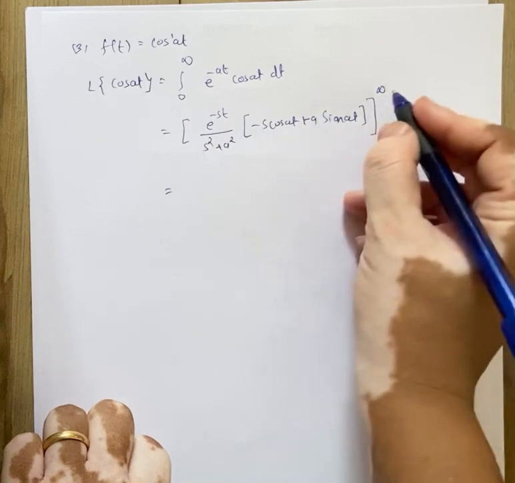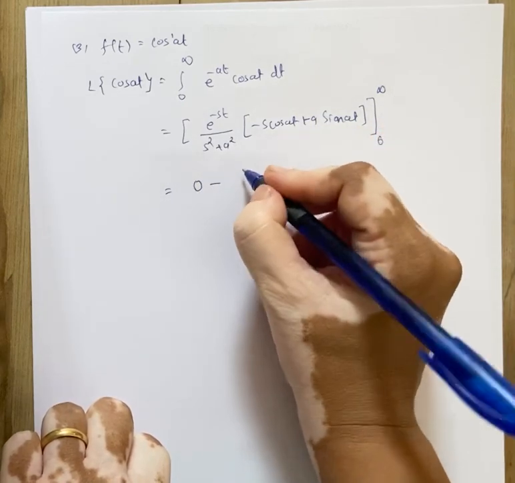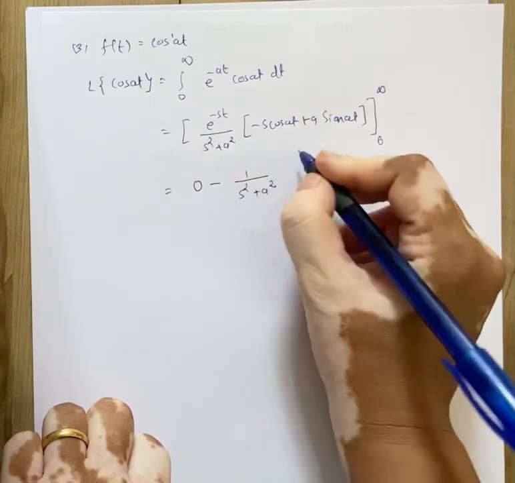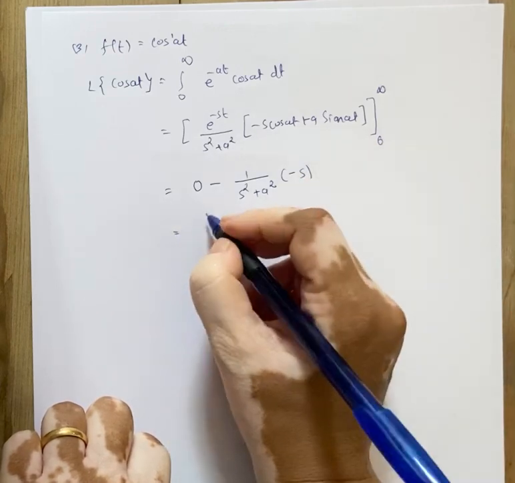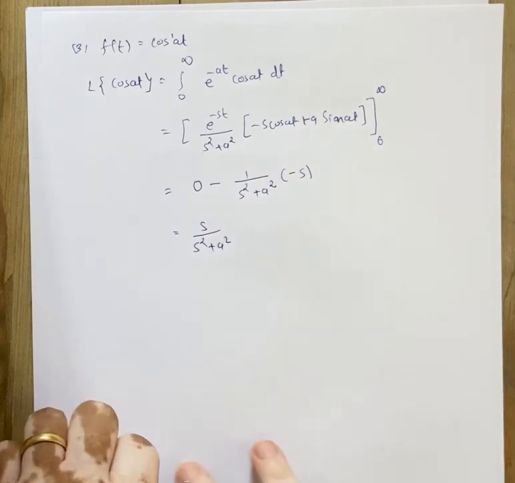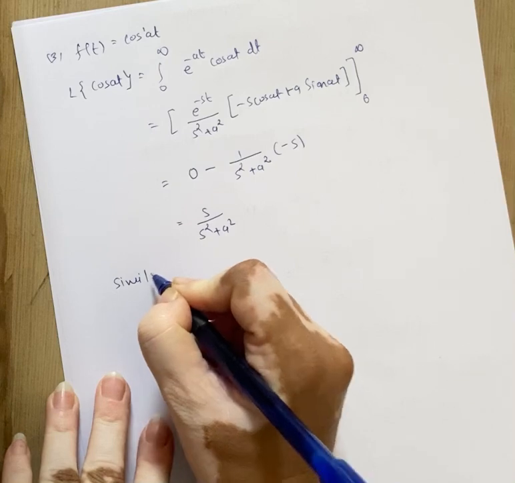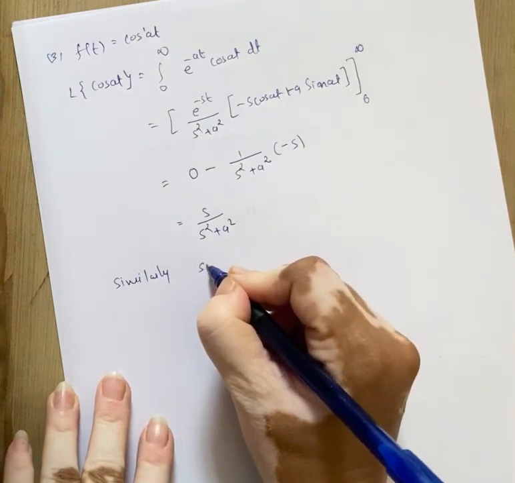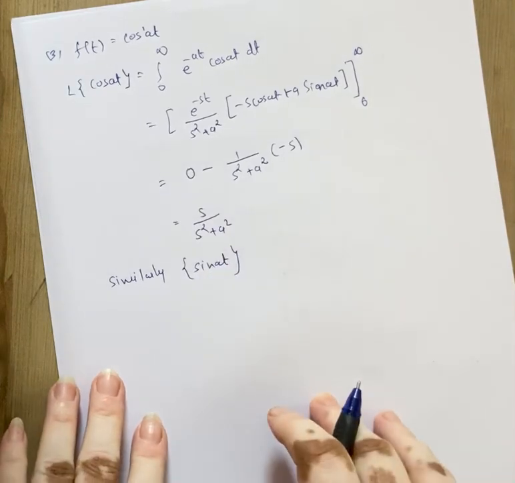So put the limit of infinity first. The upper limit gives 0 and the lower limit gives 1 upon s square plus a square into minus s. So it will be s upon s square plus a square. Similarly, you have to find the value for sin at. This is your homework.